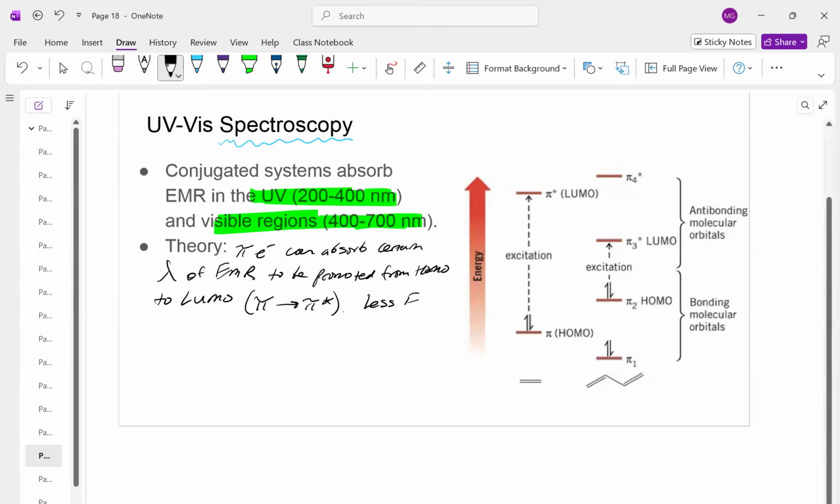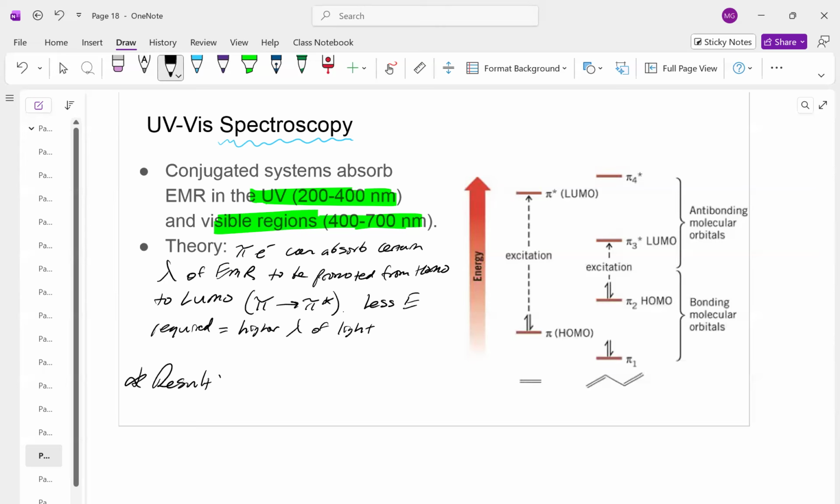And the less energy required relates to a higher wavelength of light. So the smaller the gap is between the HOMO and the LUMO, the less energy is required to promote that electron to a pi star orbital. And the end result is this allows us to compare the conjugation, or the lack of, in pi systems.